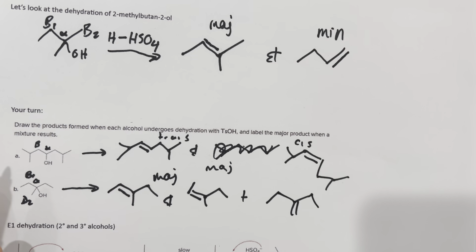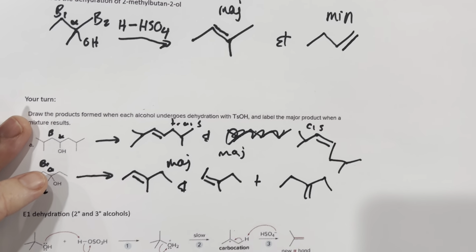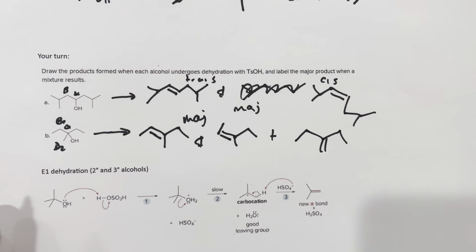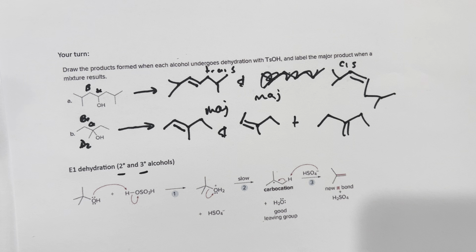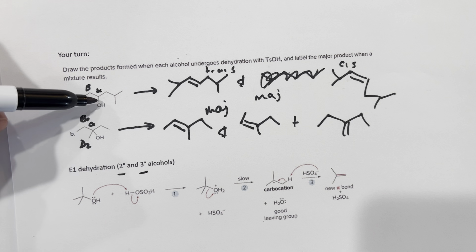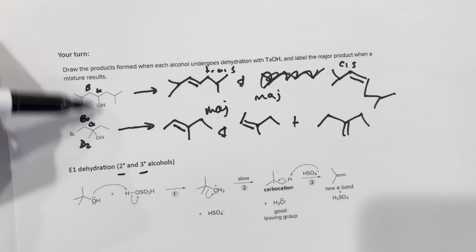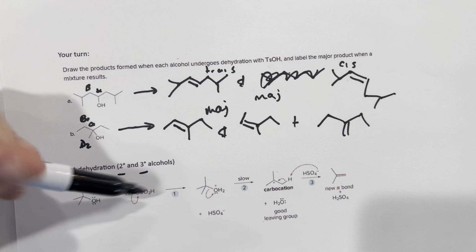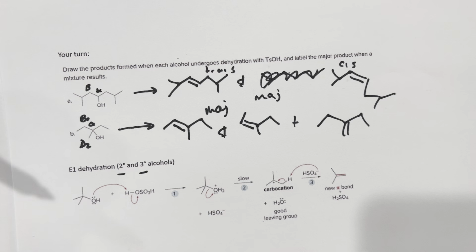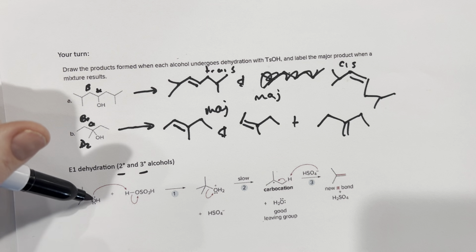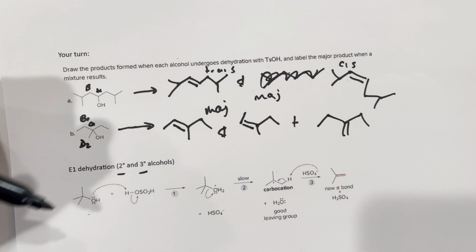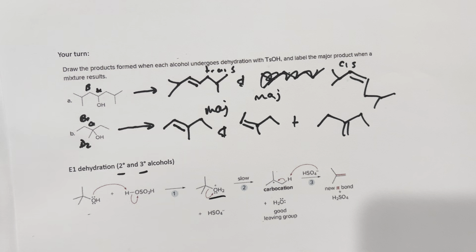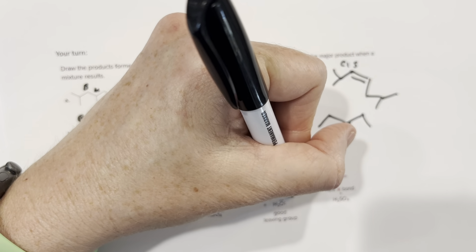All right, so let's talk about when which one happens. Our E1 dehydration will happen with secondary and tertiary alcohols. For example, here and here, both of those would have been an E1 dehydration. What that means is, remember that the leaving group has to leave first. So after it grabs the H from the strong acid, and it becomes water, a good leaving group, it's going to leave. And you're going to have this carbocation.